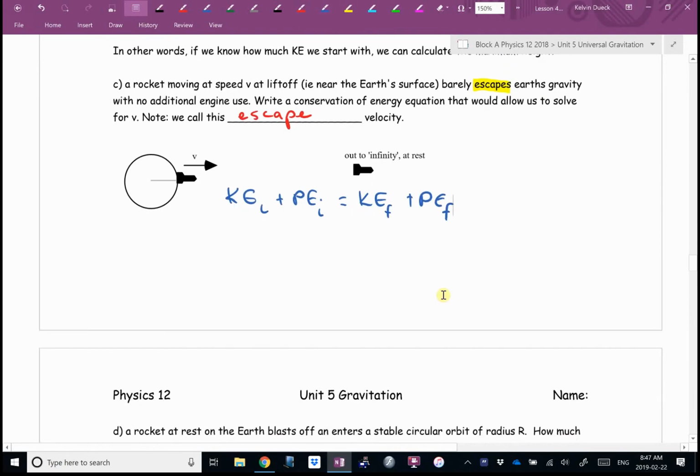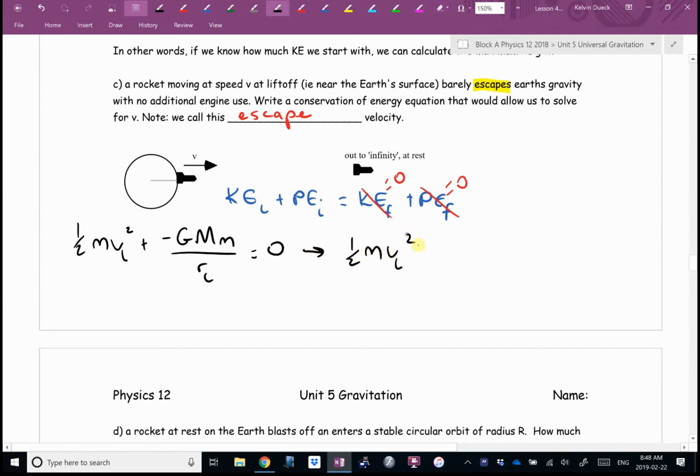But we said what was weird about this equation, James, is out at infinity, that was 0. And we wanted to end up at rest. And so what we wanted to have was a half m v initial squared plus negative big G big M little m over r initial equals 0. Although we then plus this over: a half m v initial squared equals positive big G big M little m over r initial.